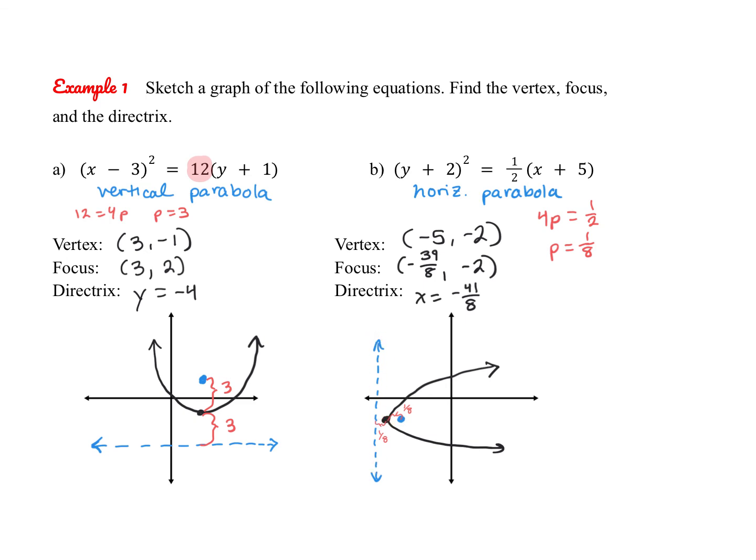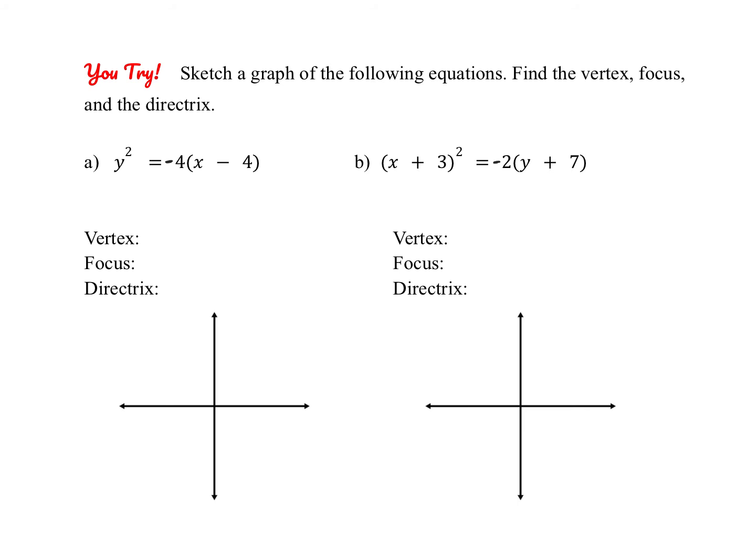So again, when you're doing these problems, first decide if it's horizontal or vertical. Then decide what your vertex is, and then use your p-value, which again can be found by taking this term and setting it equal to 4p. Find your p-value and use that to help you place your focus and your directrix. All right, go ahead and pause your video and give these two a try on your own, and we'll check your answers in just a few seconds.